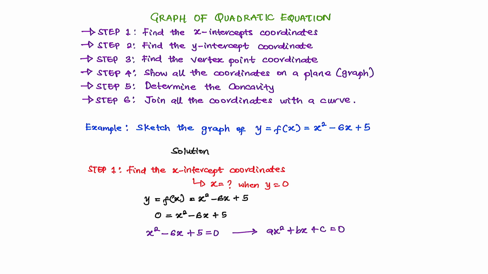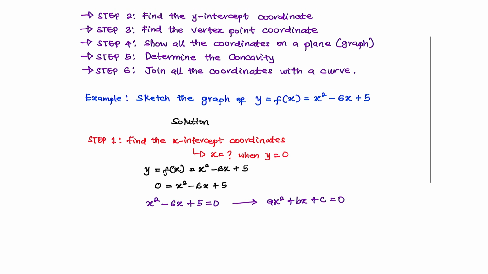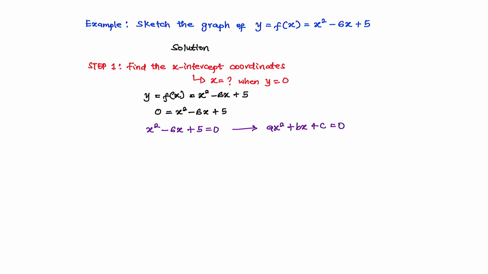So to find the x, we can either use factorization method or we can use a quadratic formula. So let's use quadratic formula. To use a quadratic formula, the first thing we need to do is determine the value of a, the value of b, and the value of c. So from this equation, a is the coefficient of x squared. Coefficient of x squared in this situation here is 1. So a equals 1.